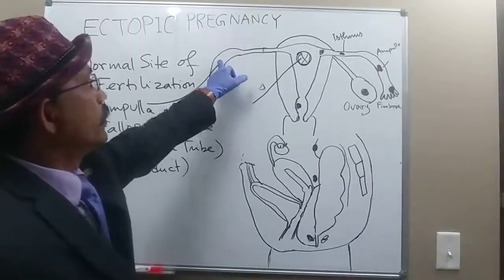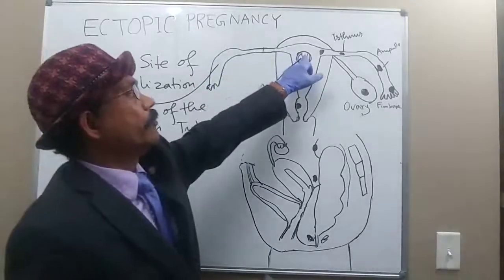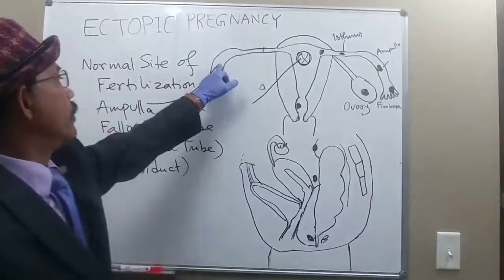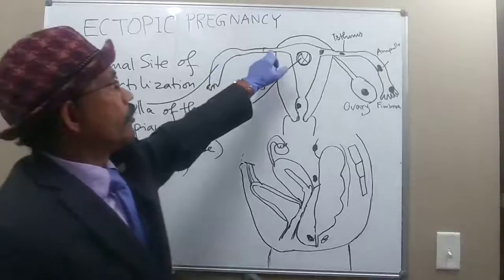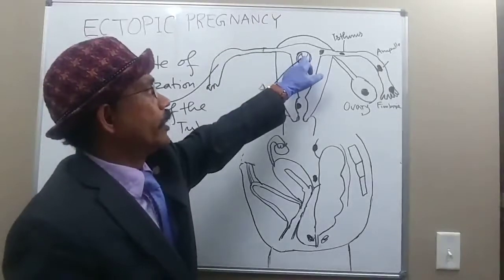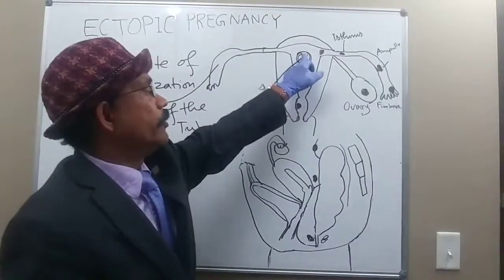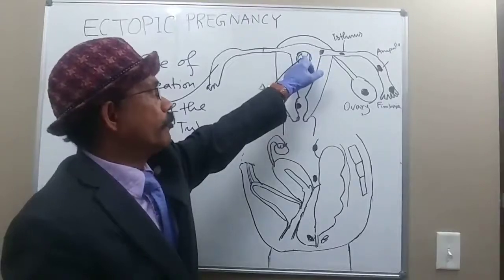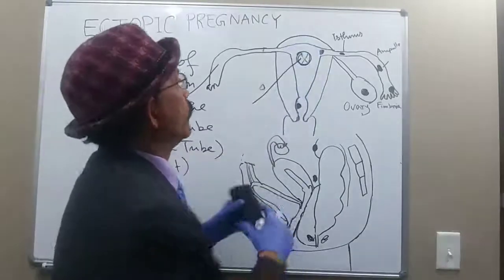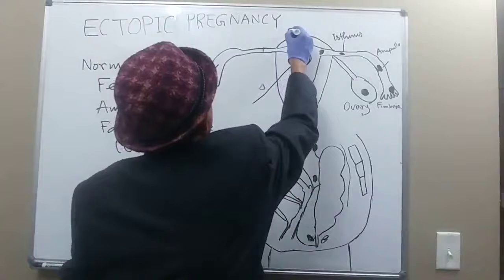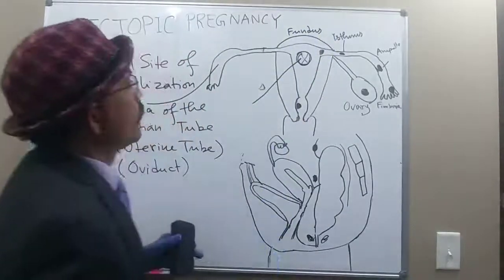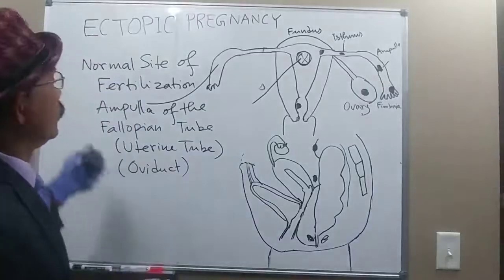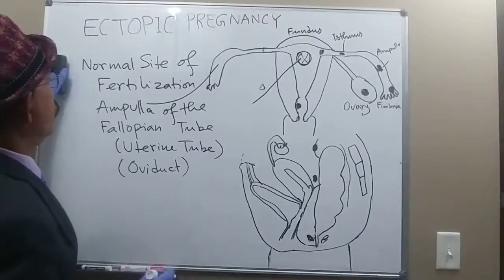Okay, so the site of fertilization is here, the site of implantation is here. The site of fertilization is the ampulla of the fallopian tube, and the site of implantation is inside the uterus, on the posterior wall near the fundus. This is the fundus of the uterus. Okay, we got that.